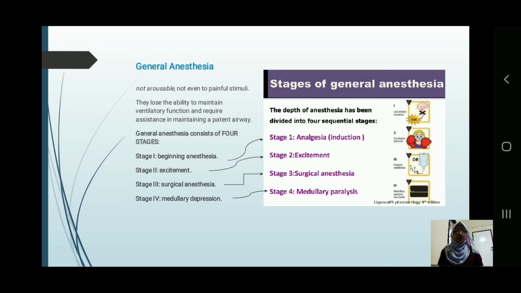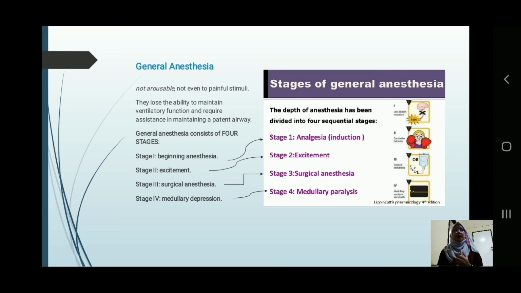And stage 3 is surgical anesthesia. At this stage, surgery can take place. Your eyes stop moving, your muscles completely relax, and you may stop breathing without the help of machines. The anesthesiologist helps your lungs to work, and will keep you at this stage until the procedure is over.